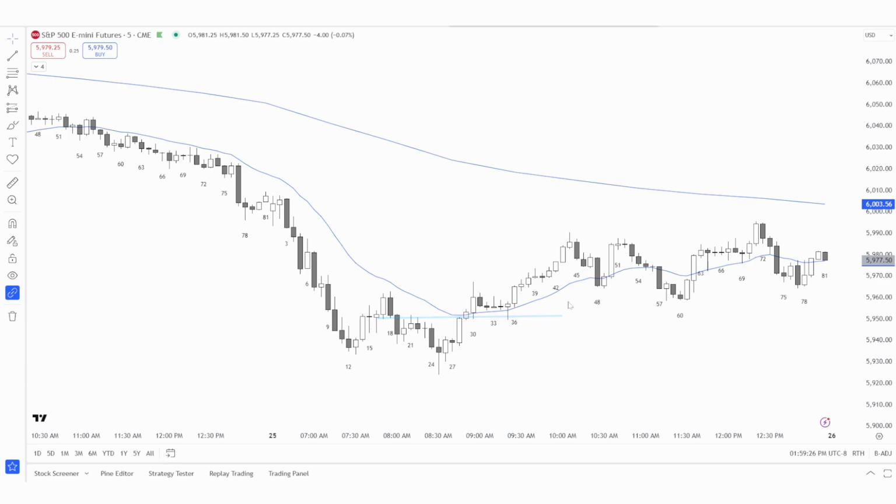So we can see that being tested with 18, 19. I mean, we can see resistance being made here and that being tested with 35. Does that make sense? Let me know in the comments if that made sense. That's how resistance turns support, support turns resistance.